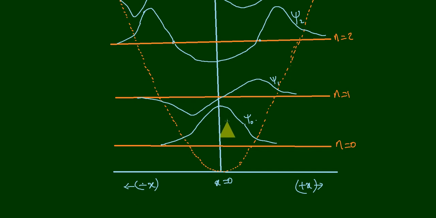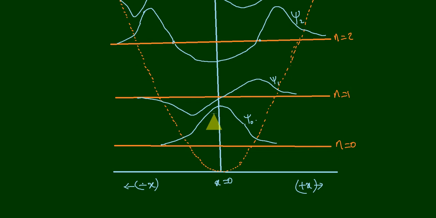Okay, a node means a zero probability position, and no such positions can be seen in the first state. It means that if you are looking at any permissible point for this particle, at all those points there will be at least some probability to find the particle. Okay, that is what is meant by saying there is no node.